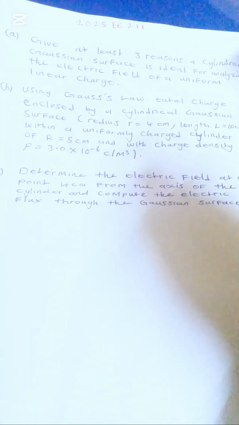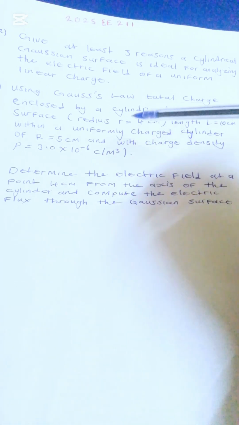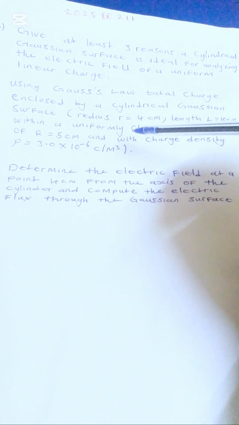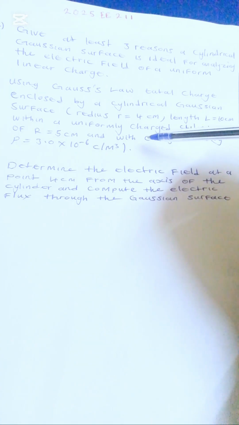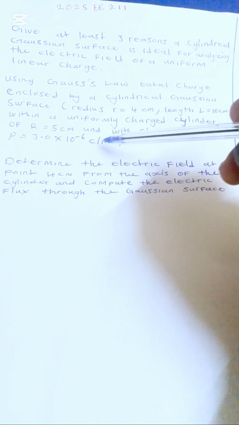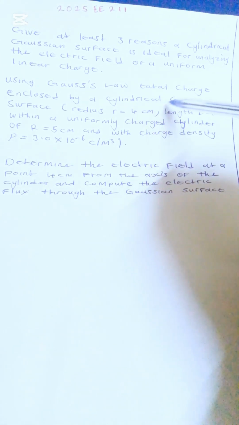Here B is saying, using Gauss's law, find the total charge enclosed by the cylindrical surface, where you have been given the radius as 4 centimeters and the length as 10 centimeters, within the uniformly charged cylinder of radius 5 centimeters, with the charge density given. So now we have to collect our data and analyze what we have, and they want the total charge.